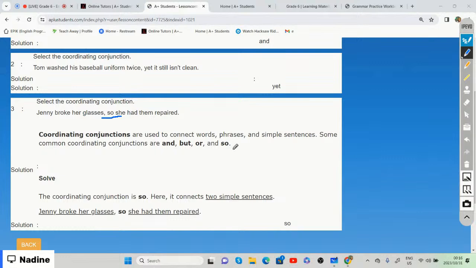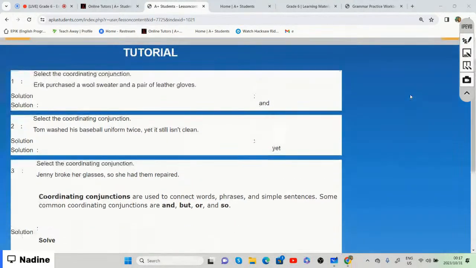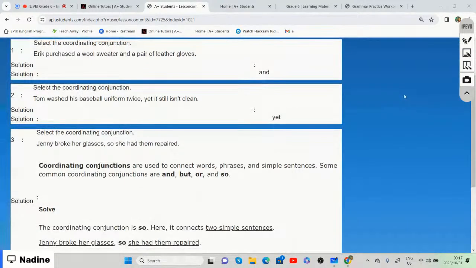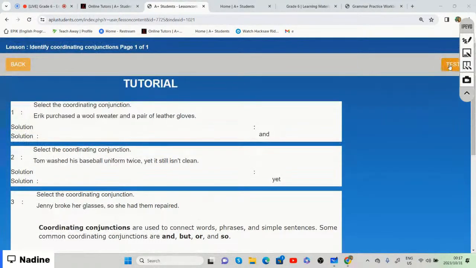So we said "so" is our coordinating conjunction within that sentence, and that is joining two simple sentences. So now let's go to our test.